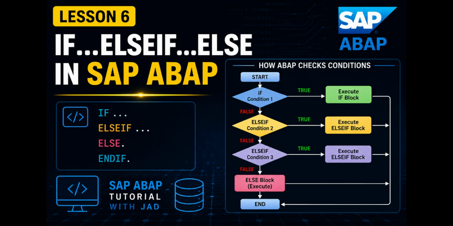Today you learned what ELSEIF means, how to check multiple conditions, how IF, ELSEIF, and ELSE work together, that ABAP checks conditions from top to bottom, that the check stops after the first true condition, and how to use multiple conditions to make practical decisions in ABAP.